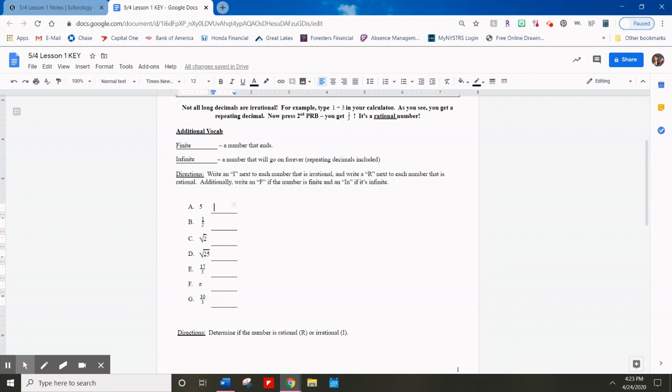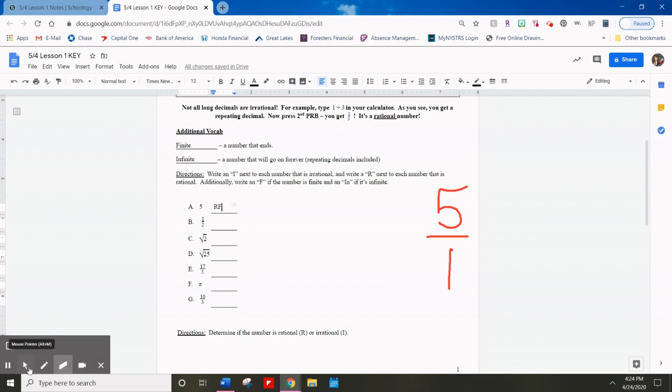So let's just think about this. Remember, a rational number is a number that we can make into a fraction. So can whole numbers be made into fractions? The answer is yes, they can. What do we put underneath it to make it into a fraction? We put a 1 underneath it. So this 5 can be written as 5/1. Therefore, it can be written as a fraction. So that means this is a rational number, and 5 is just 5. There's no decimal, so therefore it is an ending number, therefore it is finite.